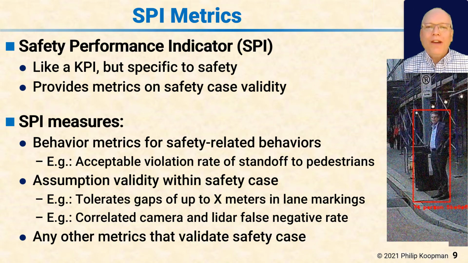Or, for example, you might assume that there's a certain very low false negative correlated rate between camera and LiDAR returns. Well, that's an assumption, and you won't really know if it's true unless you measure it over operational life and find out how it really turns out, so you want an SPI for that.